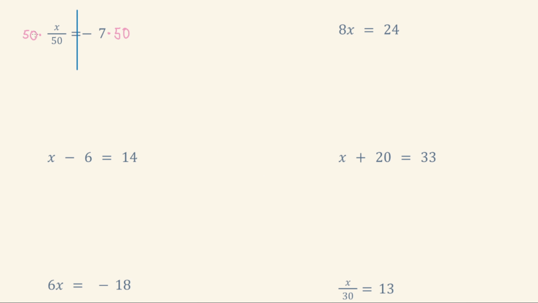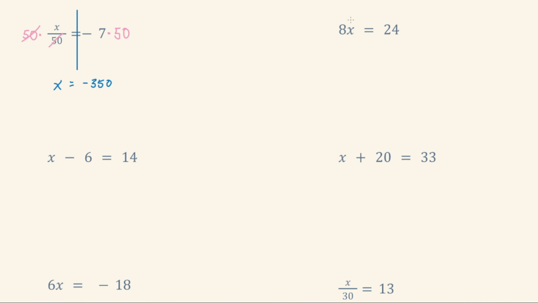Now 50 divided by 50, like I said before, anything divided by itself is 1. That's going to cancel out, okay? So on the left side of this line, I have just x that remains. And on the right side, I have negative 7 times 50. That is minus 350, and that's the answer for question 3.